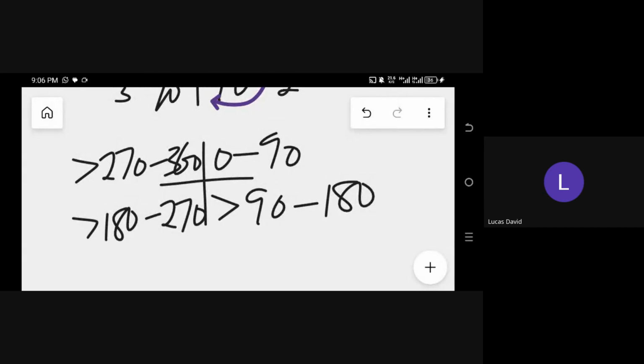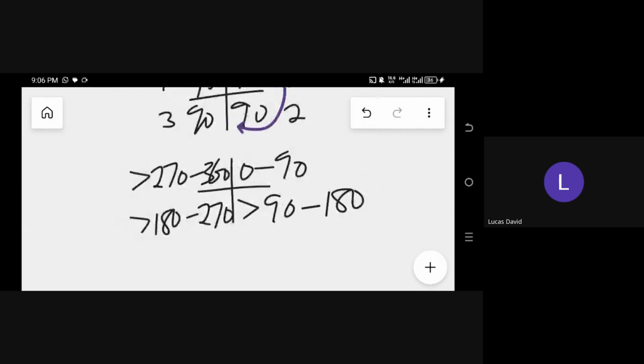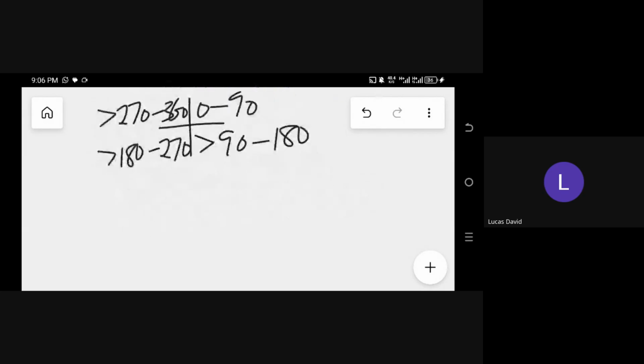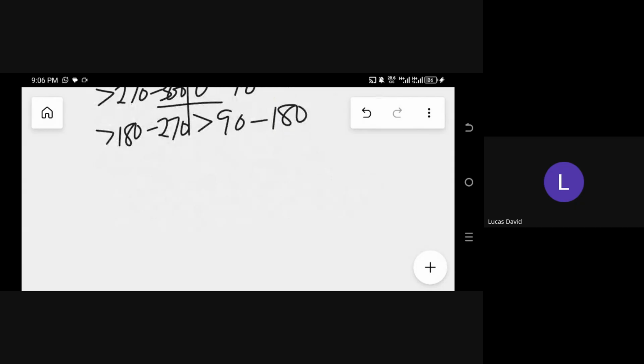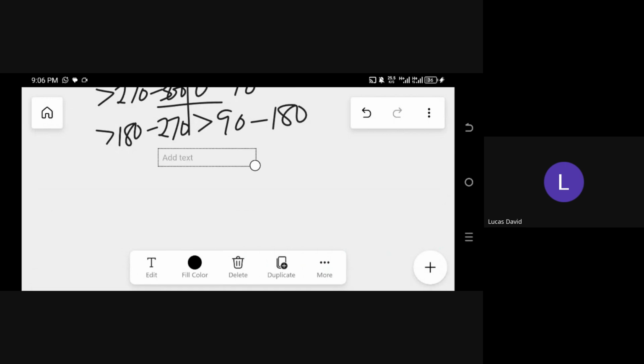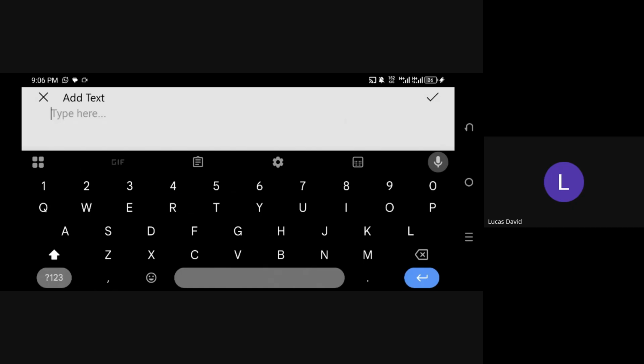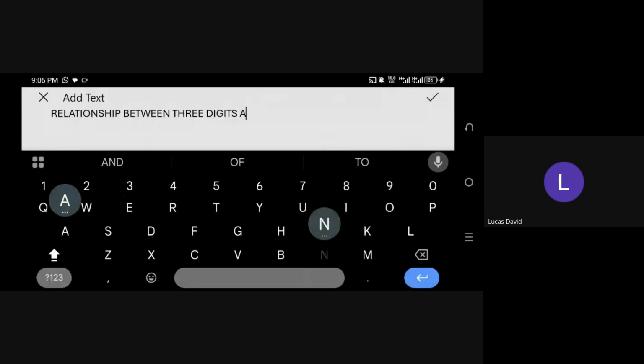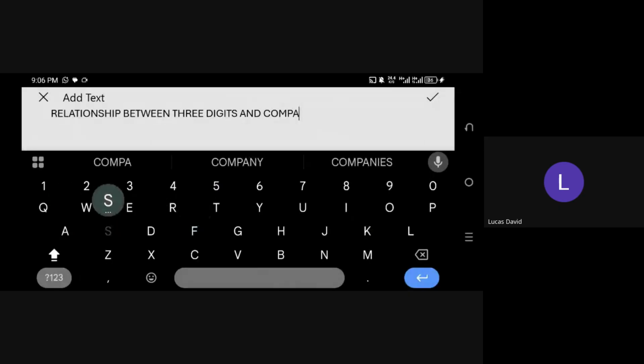All right, so now we shall try to see the relationship between three-digit bearing and compass bearing. So let's look at that. Let's call this the relationship between three digits and compass bearing.